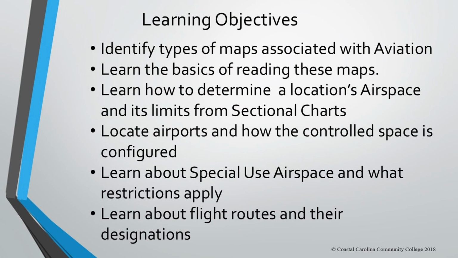What are the learning objectives for this series? We're going to identify the types of maps associated with aviation, learn the basics of reading those maps, learn how to determine a location's airspace and its limits from something called sectional charts, locate airports and how the controlled space is configured, learn about special use airspace and what restrictions apply for those special use airspace, and learn about flight routes and their designation.